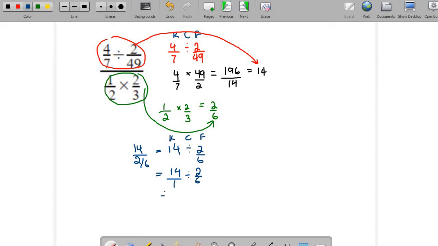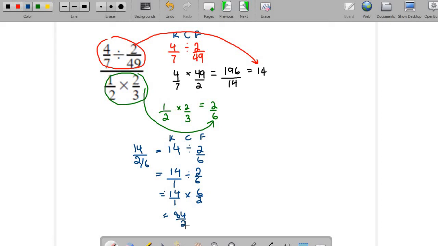So we keep the first fraction the same. We're going to change that sign to multiplication. And we're going to flip this fraction. And this is going to give us 14 times 6, which gives me 84, and in the denominator 1 times 2 we would get 2.